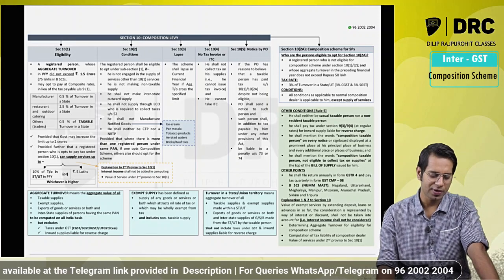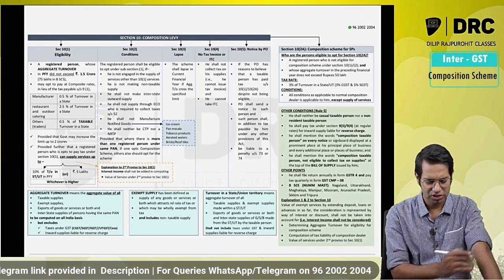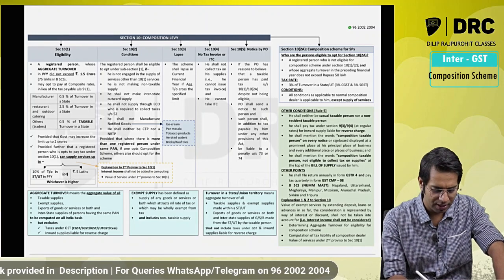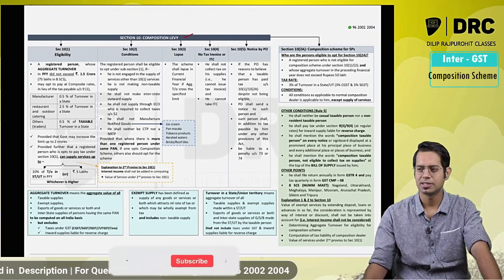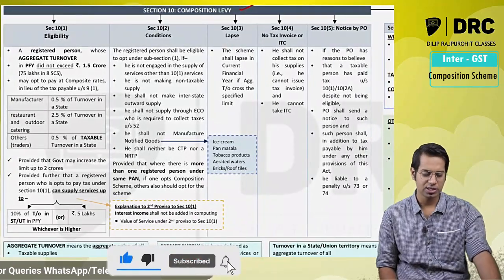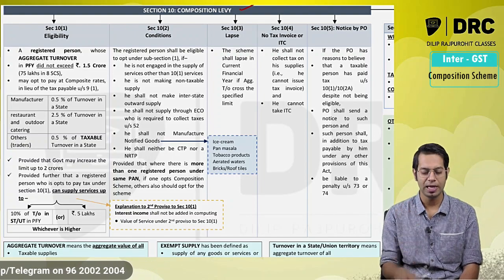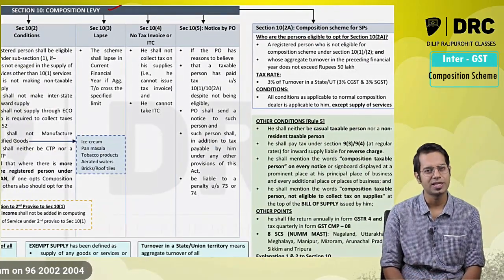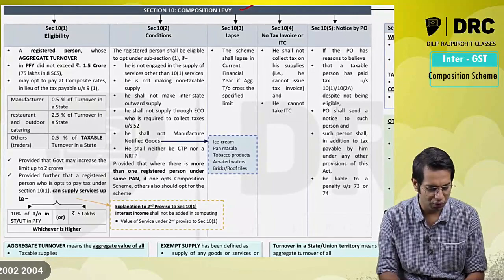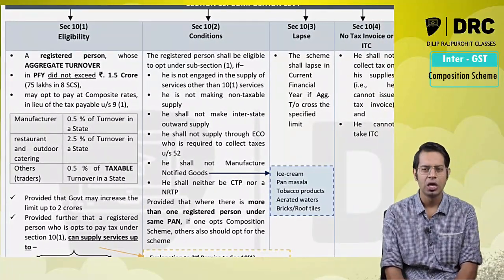So in today's class we are going to discuss this composition scheme. Very small chapter, very small discussion. It is only one section which you have to learn in this topic, which is section number 10, composition levy. Section 10 subsection 1, section 10 subsection 2, 3, 4, 5, and we have one more section called section 10(2)(a). So without wasting a single second, let me straight away start my discussion on this composition scheme.